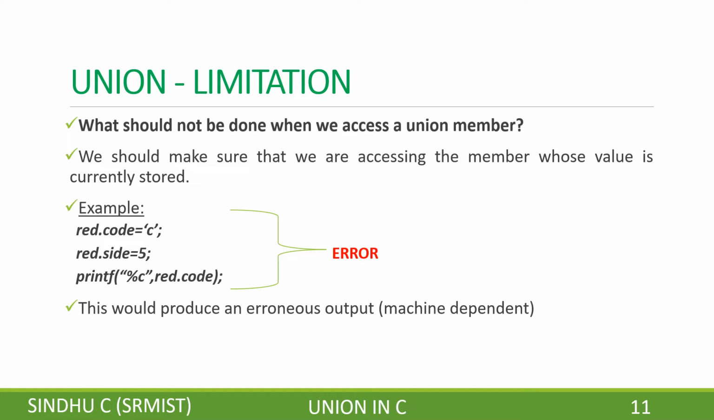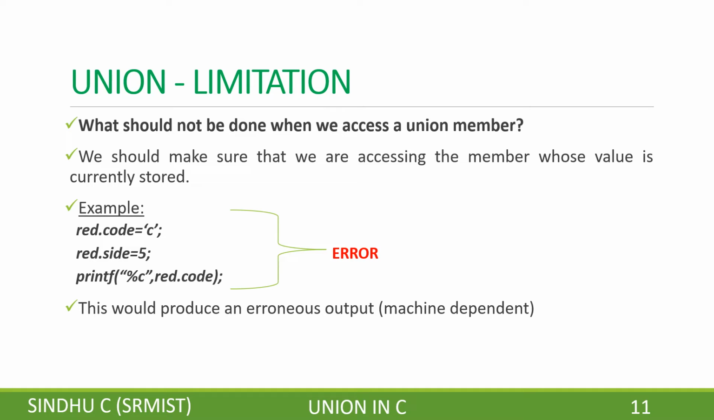Then in the third step, we are trying to print red dot code, which was assigned in the first step. Now currently in the memory, red dot side is allocated with 5. So the union's current memory location is loaded with 5 and it has no access to red dot code, whose value is C. That value is currently not available. So this is the main restriction. If you try to use these three codes in sequence, you will get an erroneous output.